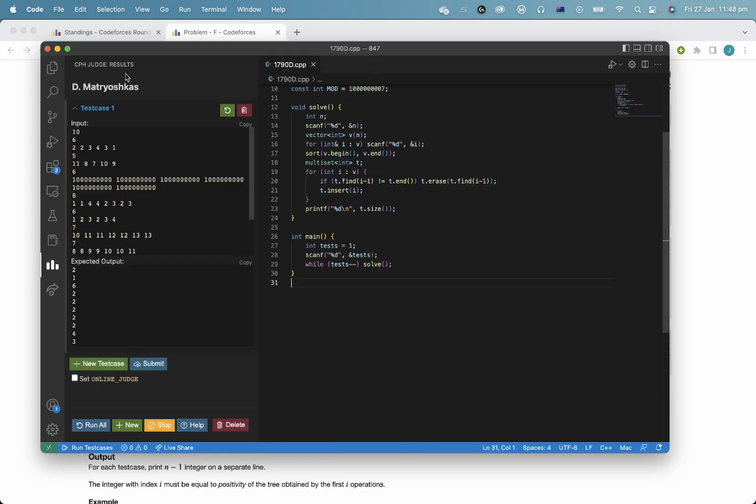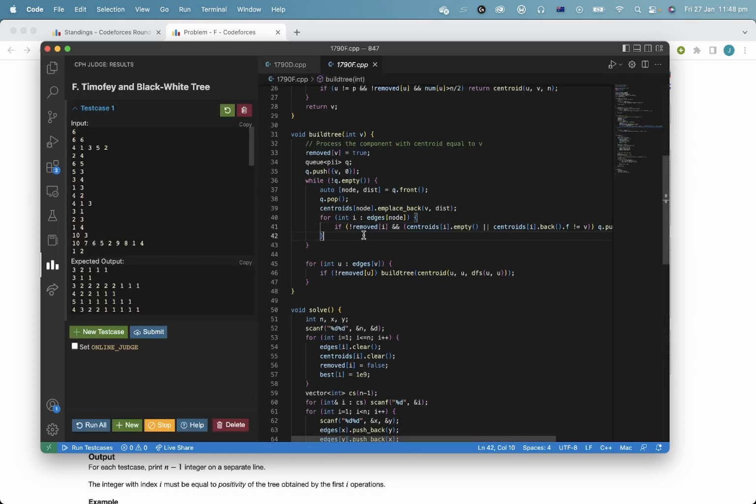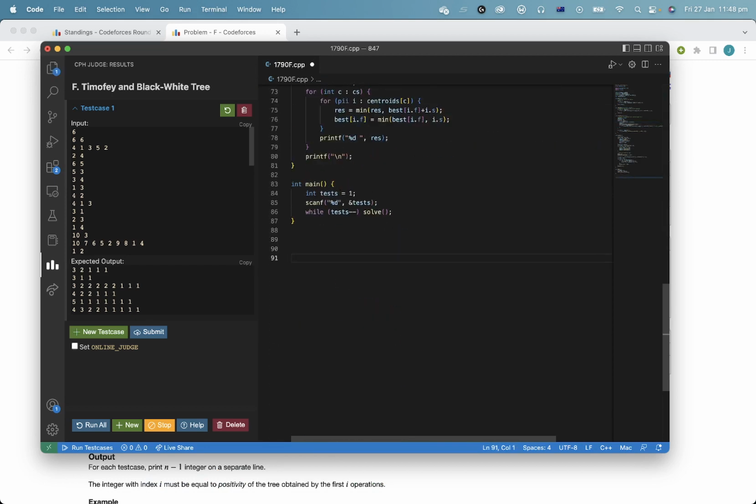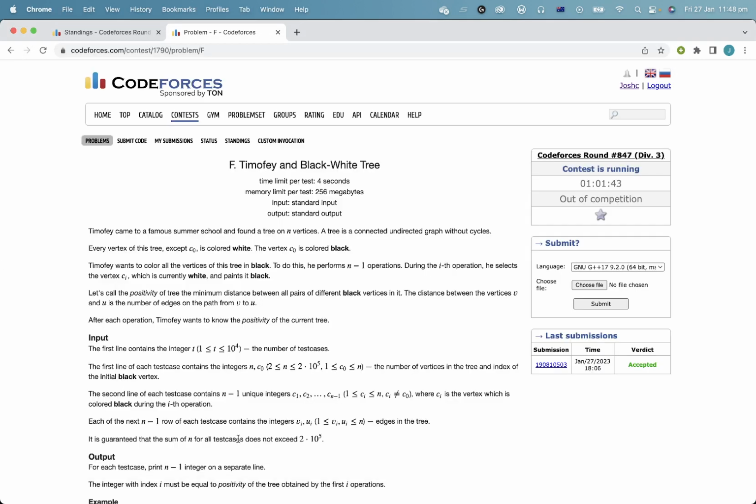Okay, my code for F, like by the time we get to F and G, I should probably do actual explanations. So this solution assumes familiarity with centroid decomposition. If you're not familiar with centroid decomposition, well, I'm not aware of another solution, but I am almost sure that some other solution does exist. I just haven't thought of a non-centroid decomp solution before.